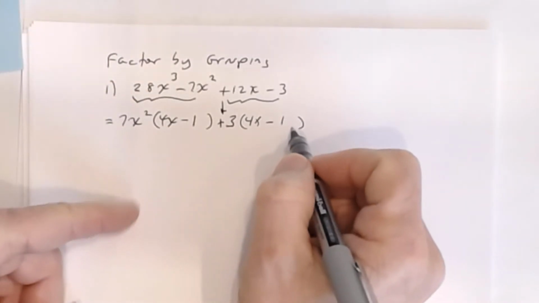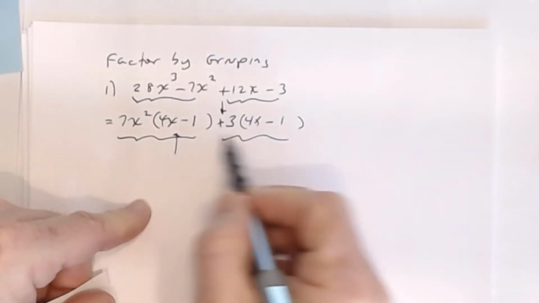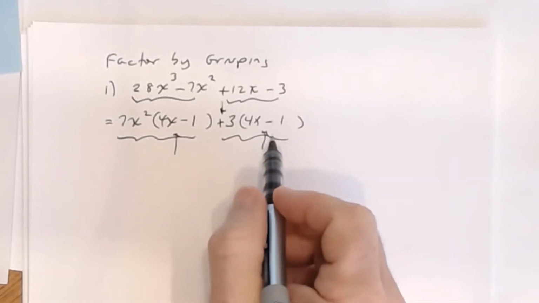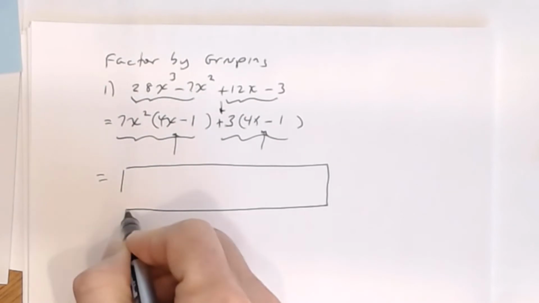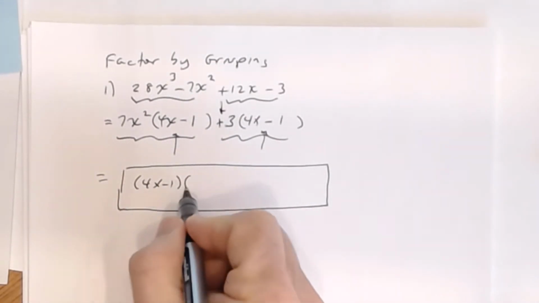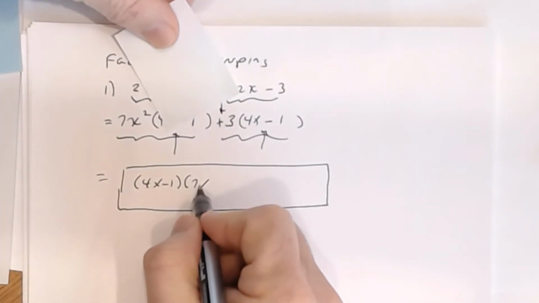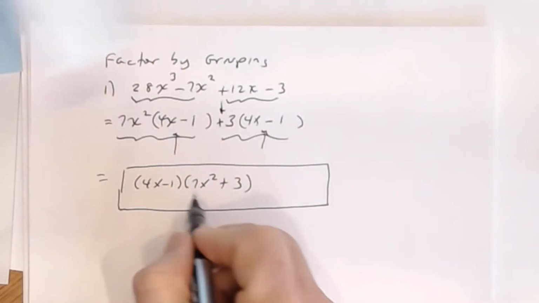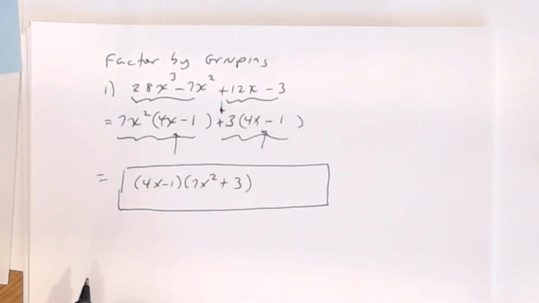If you are doing this correctly, see this part right here? Both of those have a 4x minus 1 in common. And so all you do then is your final answer will be this. Very simple. Your final answer will be you take out the 4x minus 1, put that in front, times, and when you take out the 4x minus 1, you're left with 7x squared. And then take out the 4x minus 1, you're left with plus 3. And that's your answer. So you have 4x minus 1 times 7x squared plus 3. So that's factored by grouping.